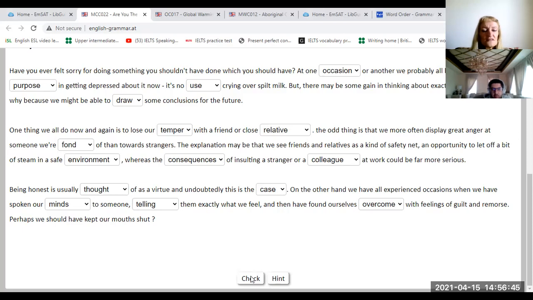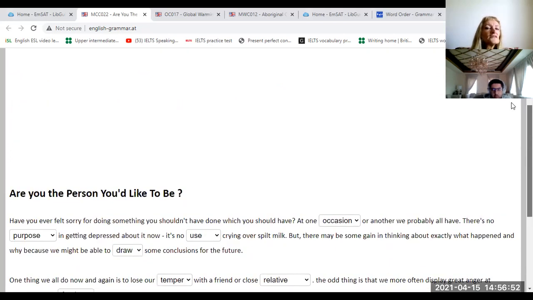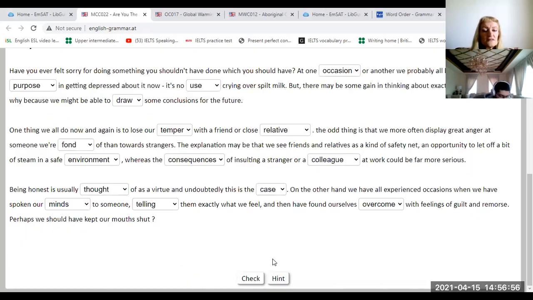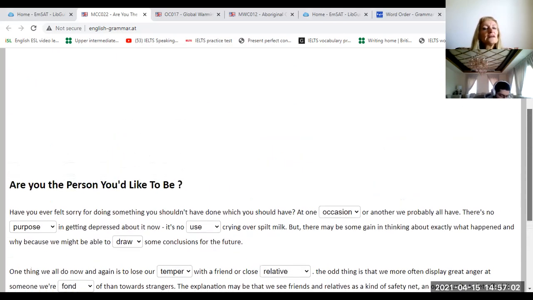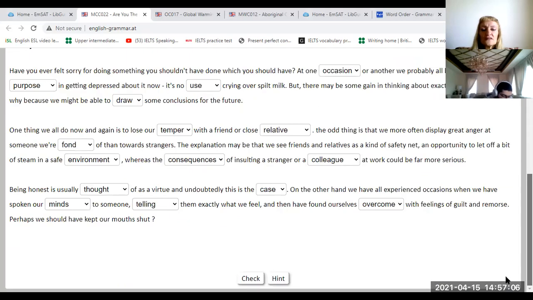Can we check now? It's not letting us check. Why is it not letting us check? Did we not finish? We have finished. Well, that's strange. I don't know why it's doing that. It normally works perfectly. No, it won't budge.